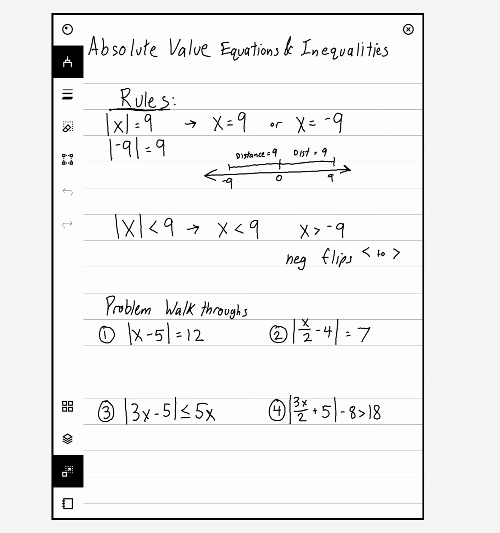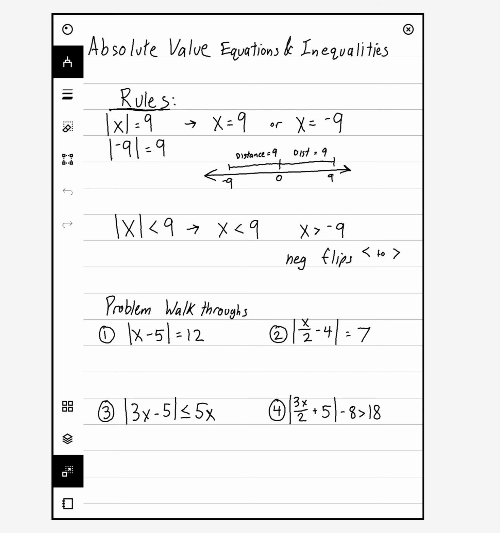The absolute value basically just tells you how far away this number is from 0. So see here, I have negative 9 here, 0, and 9. From negative 9 to 0, our distance is 9. So the absolute value of negative 9 is 9.